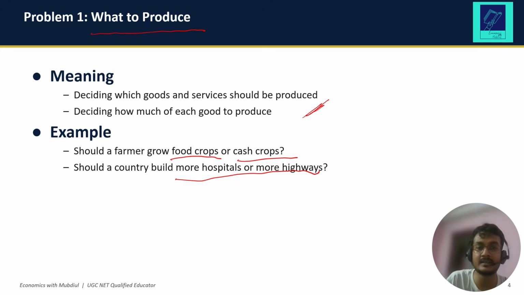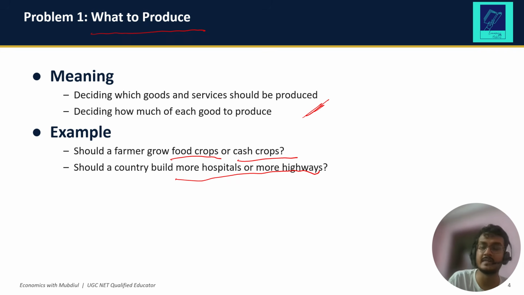There is another useful way to understand what to produce. Economies must decide how many resources should go towards consumer goods and how many towards capital goods. Consumer goods satisfy our wants directly: the food, clothes, phones, furniture. Capital goods help us produce other goods: machines, factory equipment, production infrastructure.